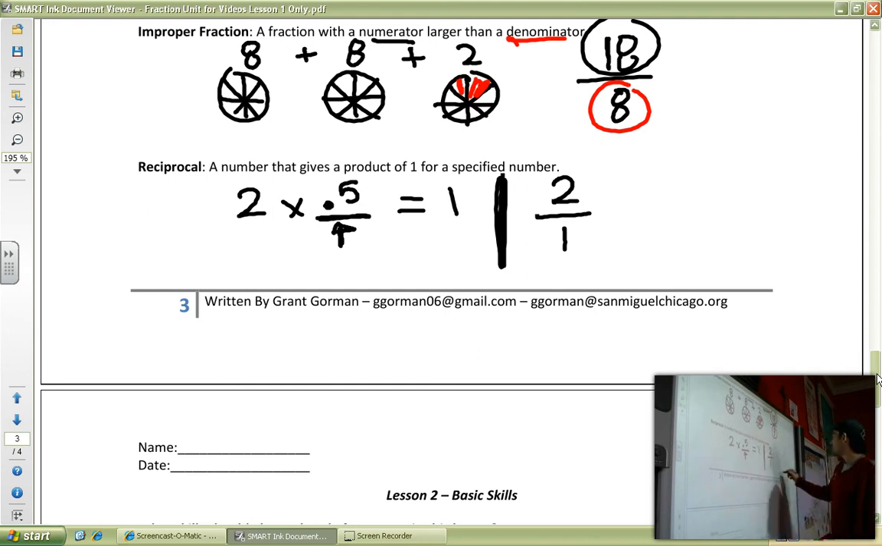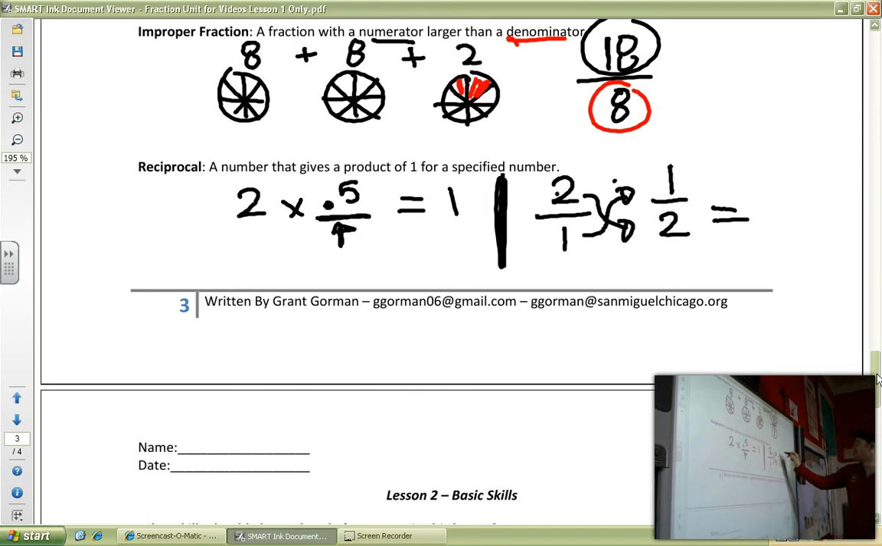Okay, so what we can do to easily find our reciprocals, I should erase that. I'll show you real quick. To find our reciprocals, all you're going to do is flip your numbers. We're going to have 1 over 2. 2 times 1 equals 2. 1 times 2 equals 2. 2 divided by 2 equals 1.